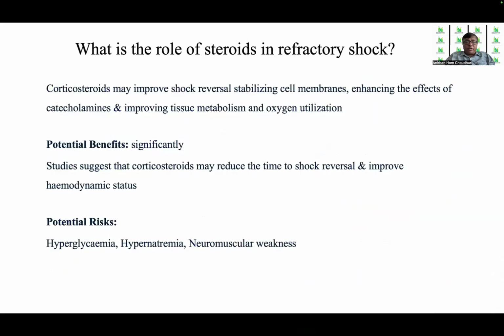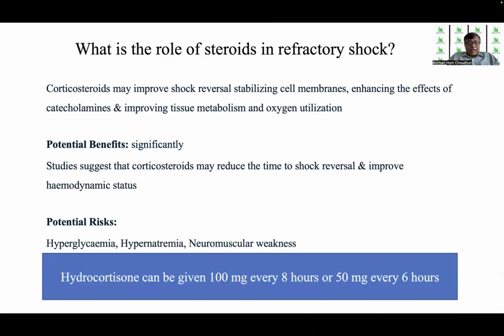useful in selected populations. So what is the role of steroids in refractory shock? Corticosteroids may improve shock reversal by stabilizing the cell membranes, enhancing the effects of catecholamines, and improving tissue metabolism and oxygen utilization. There are significant potential benefits, and the studies suggest that they may reduce the time to shock reversal and improve the hemodynamic status overall. But they do carry the potential risks of hyperglycemia, hypernatremia, or neuromuscular weakness.